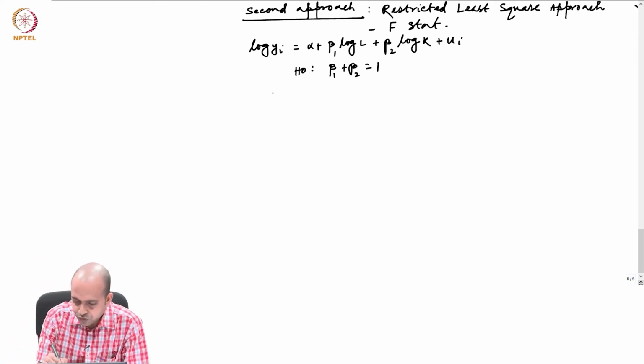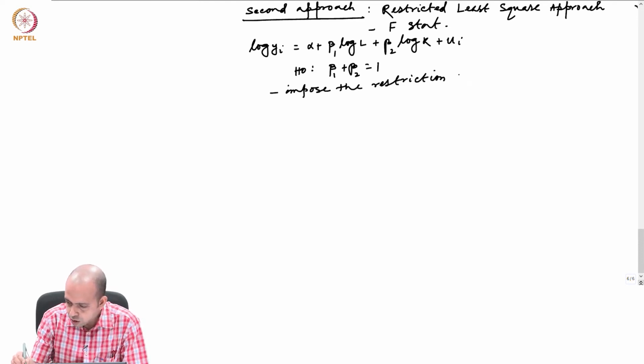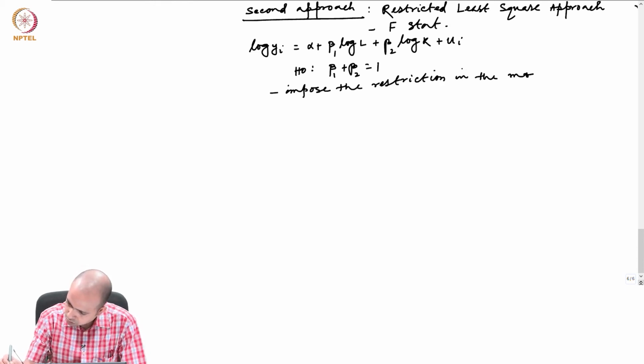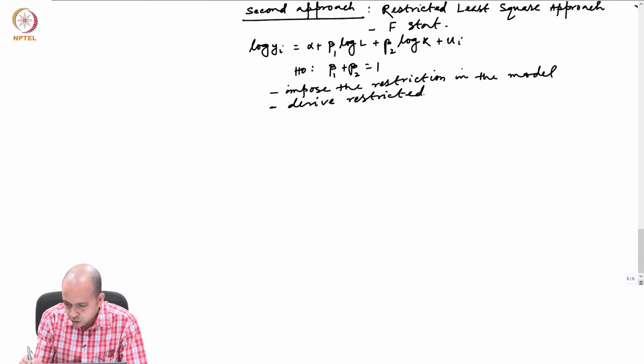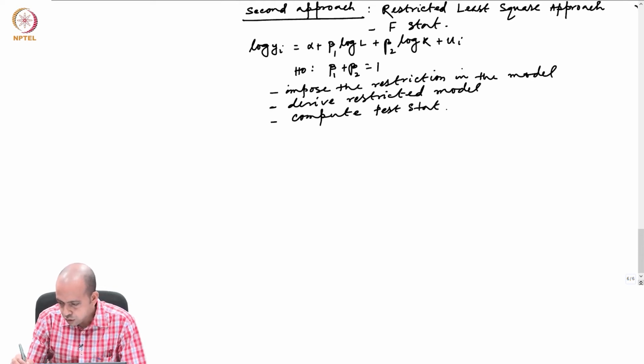Okay. So, the first step is impose the restriction in the model, and second step is then derive the restricted model, then you compute your test statistic, to check validity of such restriction.